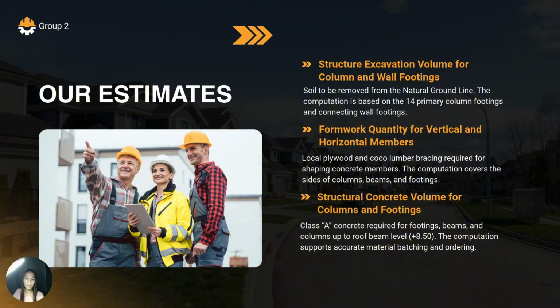Next, we estimated the formwork quantity for both vertical and horizontal structural members. The formworks include the plywood and coco-lumber bracing needed to shape and support the concrete while it cures. The calculations cover the sides of columns, beams, and footings.